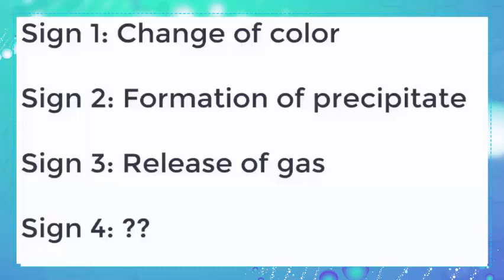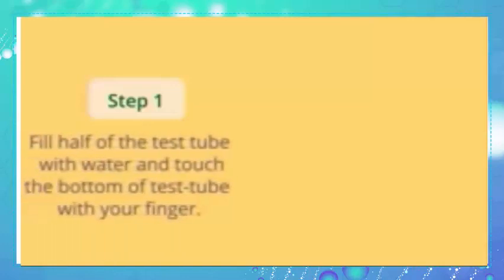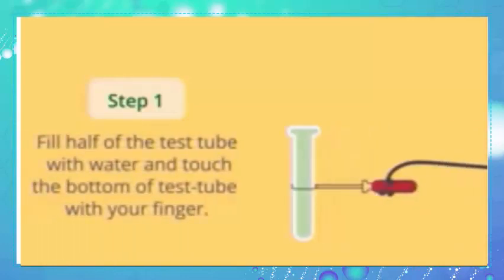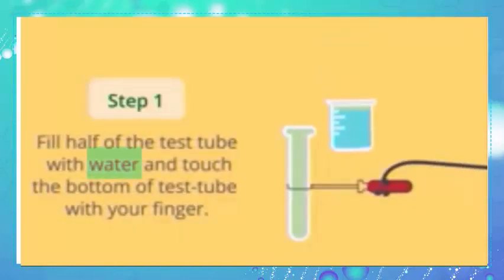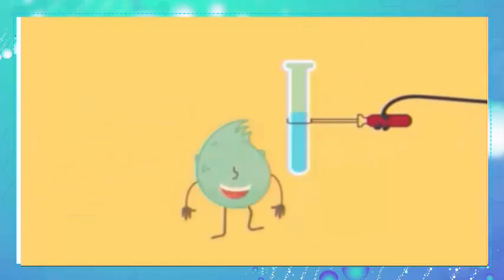We still have the fourth sign of a chemical reaction. Step 1. We add water to the test tube, which is the first reactant. And then touch the test tube with your finger. It has a normal temperature.